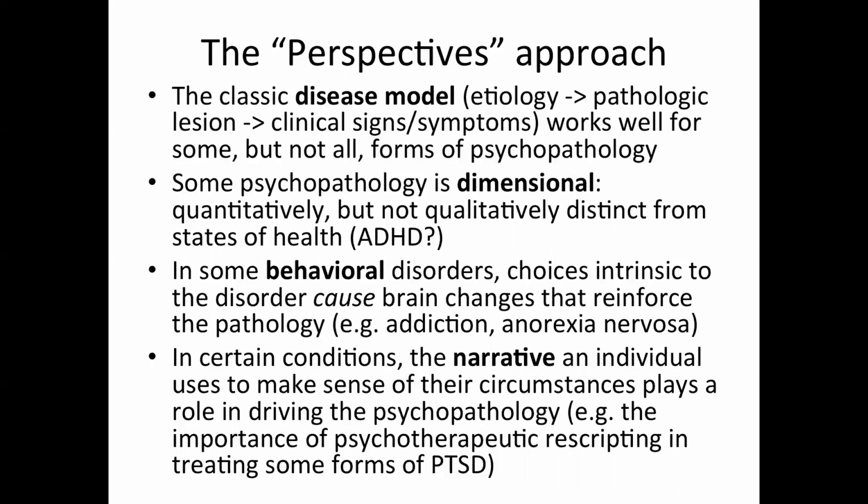So the classic disease model is the model that doctors and most biomedical scientists are most comfortable with. In this model, an etiology, a set of causes, leads to a specific pathologic lesion, essentially a broken part, and that lesion gives rise to clinical signs and symptoms, which we call a syndrome. This works well for some, but not all, forms of psychopathology. For example, in Alzheimer's dementia, there's a specific pathologic lesion that clearly gives rise to the clinical syndrome. And so the disease model works really well when talking about Alzheimer's disease.